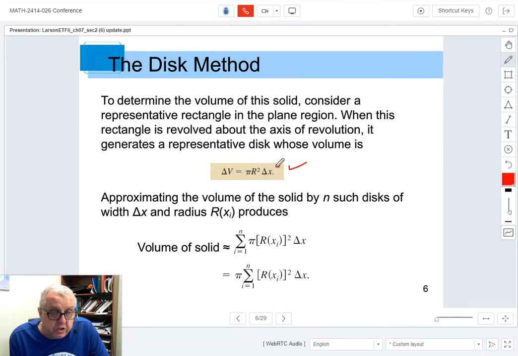So once again, the volume is pi r squared times the width, and we're going to make the width dx, the change of x, the smallest values of x.